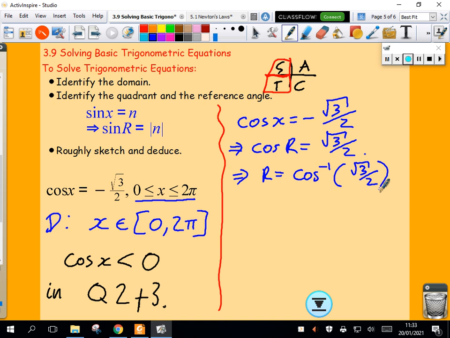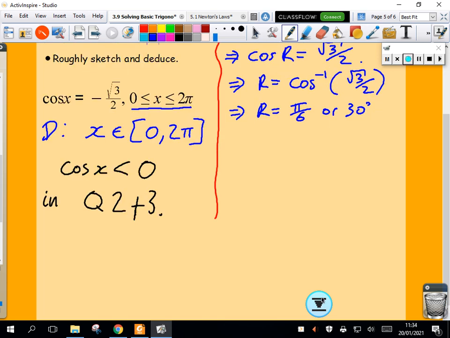Depending, again, you can use both as long as you give your final answer in radians. You can use degrees along the way. I'm going to use radians, but you could say 30 degrees at this stage. My final answer ultimately has to be in radians, but if you prefer using degrees, feel free at this stage using your reference angle, no problem. So now I've found my reference angle is pi over 6 radians, or 30 degrees. I know I'm in quadrant 2 and 3.